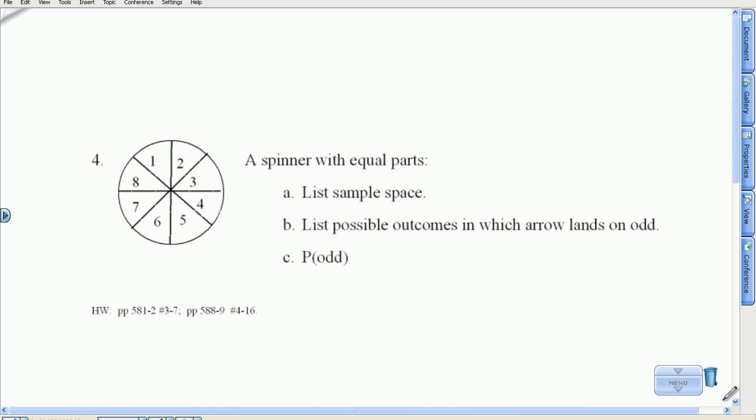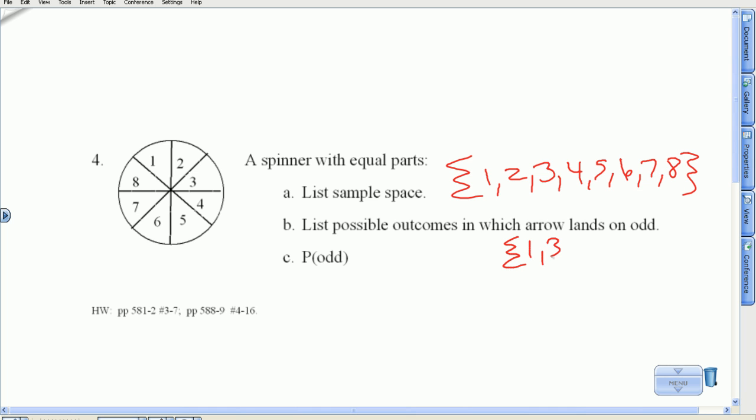Here's our spinner. We have equal parts in the spinner. The sample space would be the numbers 1 through 8. B says list the possible outcomes in which the arrow lands on an odd number. The odd numbers are 1, 3, 5, and 7. What is the probability of getting an odd? There are 4 odd numbers on the spinner. Of the 8 total numbers, there are 4 odds out of 8 numbers. So 4 out of 8 is our probability. That reduces to 1/2. And that's it.